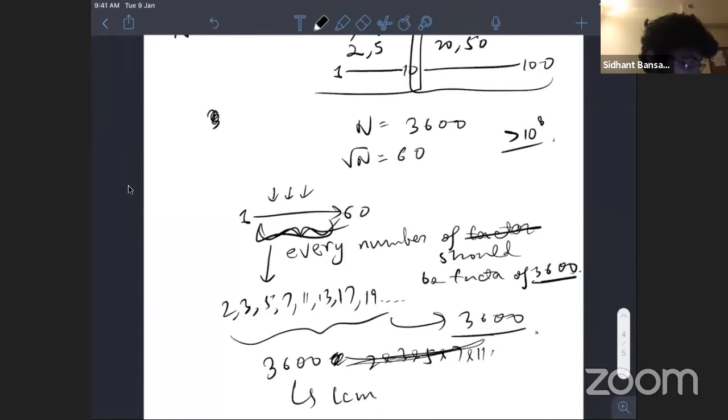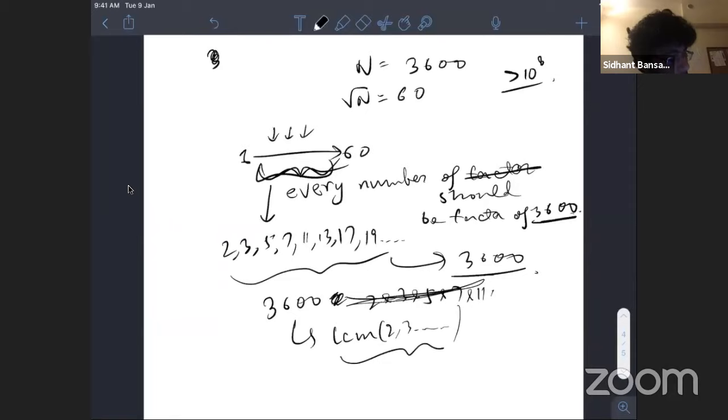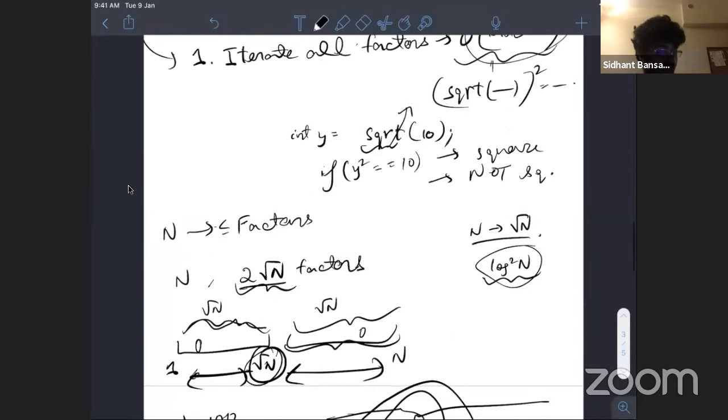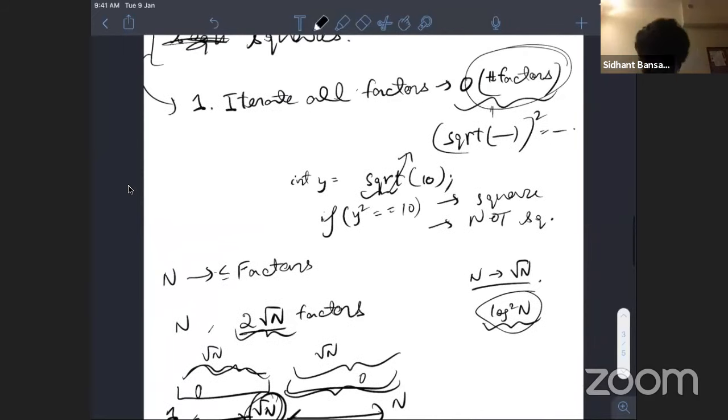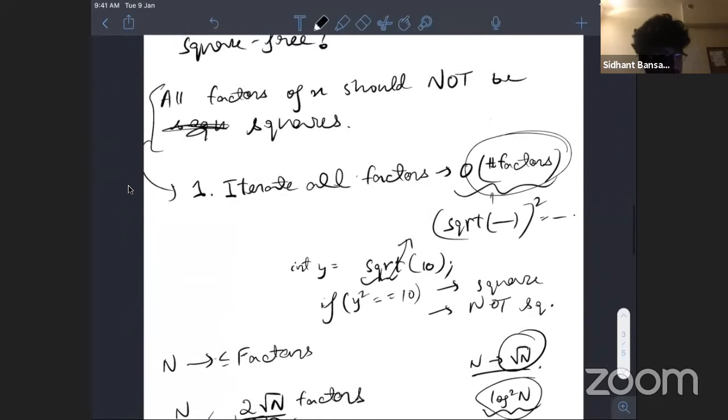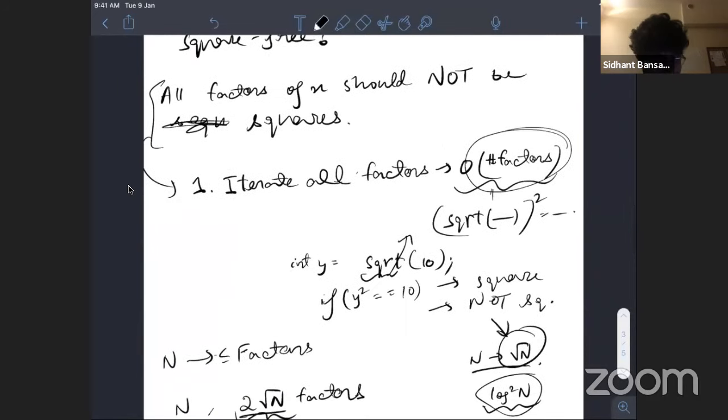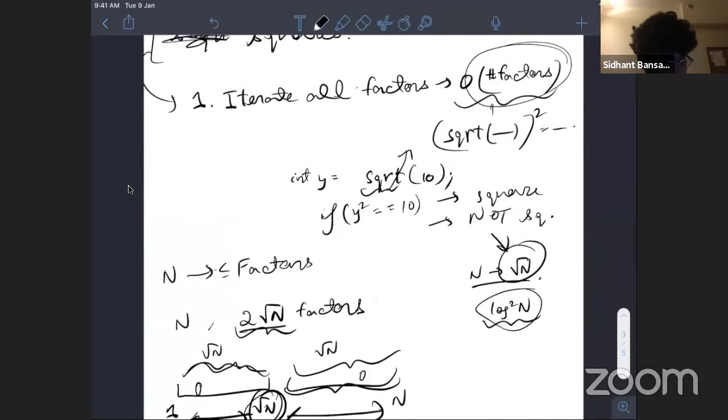Basically, it should be like the LCM of 2, 3, 5, 7, 11, and so on. It should be a multiple of these numbers. And the LCM of prime numbers is just the product. So you can see that this thing explodes pretty fast. So you actually don't get square root n factors in most cases. You can try to come up with numbers and see how many maximum factors you can get, and you will generally not hit this value. Maybe for specific n's you'll hit a very big value, but in general you will hit something like log n or log square n.